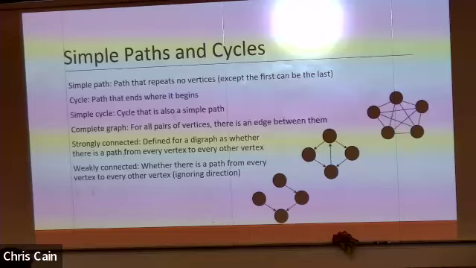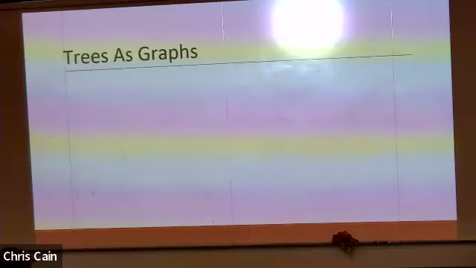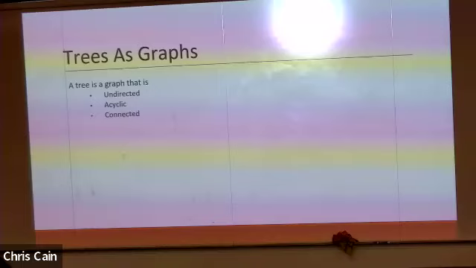Let's start making connections between the tree objects that we talked about and a graph. So how are trees and graphs related to each other? A tree is a graph with the following conditions. It must be undirected. It must be acyclic. And it must be connected.